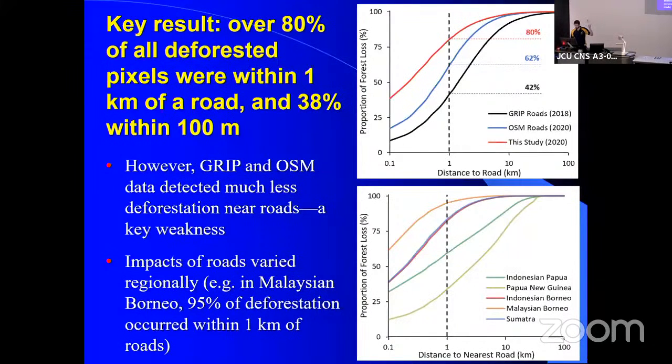And when you compare also to the two most commonly used data sets, you find that for GRIP, for example, they only found about 40% of the deforestation occurring within 1 kilometer of a road. So in actual fact, twice as much deforestation is occurring within 1K of a road as you would estimate if you were using the GRIP data. And the spatial relationship between roads and forest loss varies a lot between regions. So in Malaysian Borneo again, about 95% of all deforestation is occurring within 1K of a road. However, in Papua New Guinea, it's only about 34% occurring within 1K of a road. So different histories of development in different regions also affects that relationship.